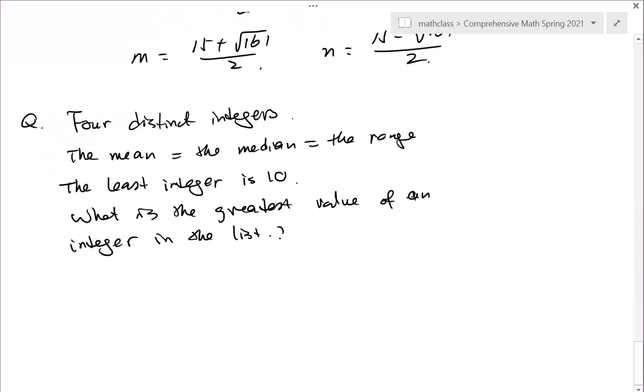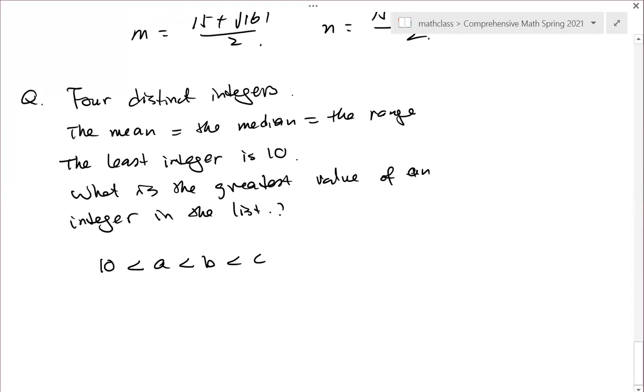Right. So you have 10 numbers. Now you have 4 digits. Let me begin with them. Since they are distinct, you can list them in order. So you can arrange them in this order. 4 distinct integers, and the smallest in the list is 10. So you only have 3 variables here.